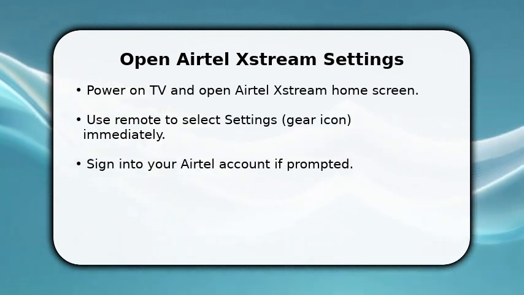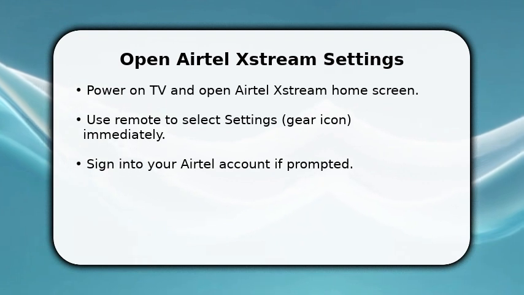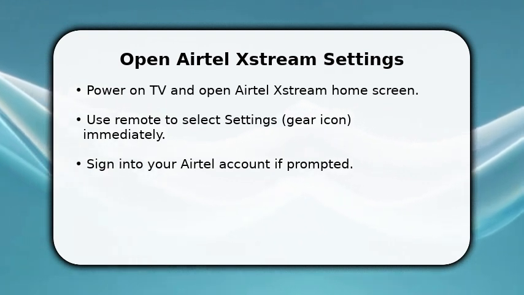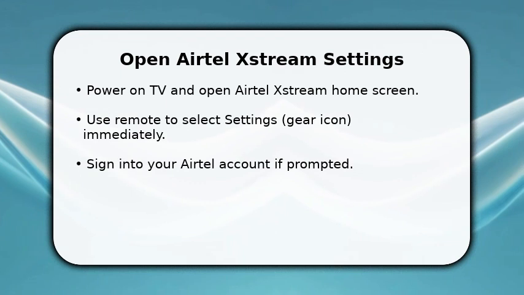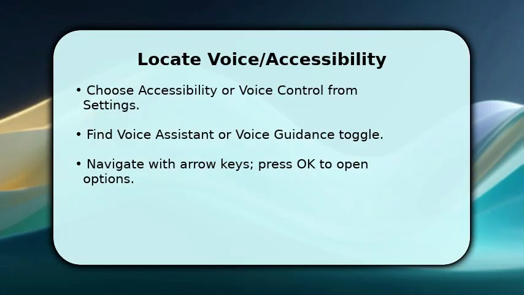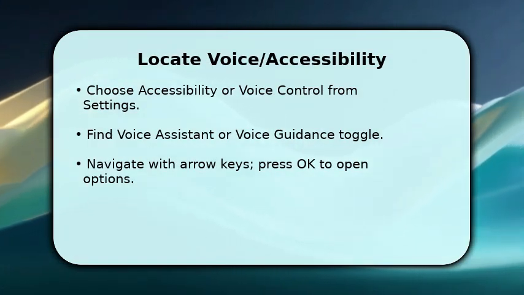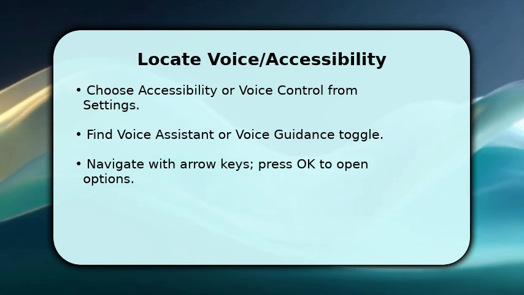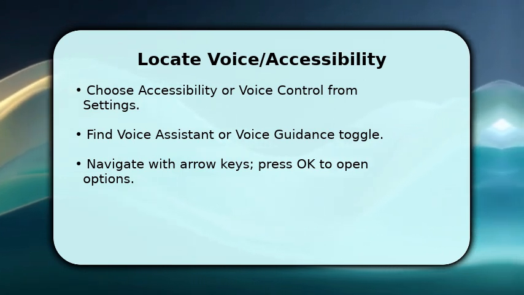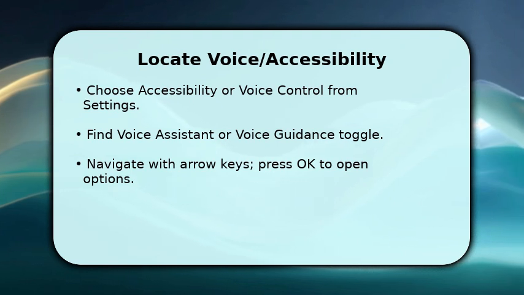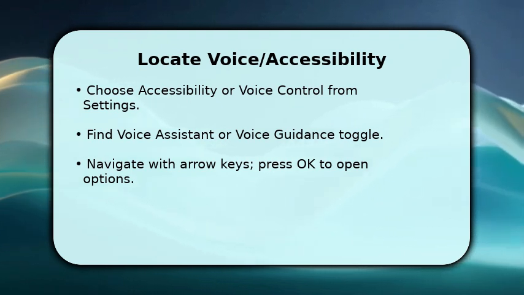Make sure the remote batteries are charged so your navigation stays responsive and you can complete the next step without interruption. Now you navigate to accessibility or voice control within settings. These labels vary by firmware, so look for either one. Use arrow keys to move through the list and press OK to open the voice assistant or voice guidance option.